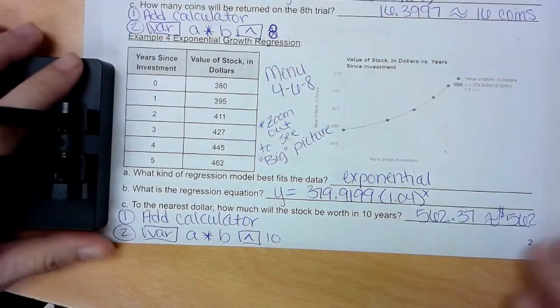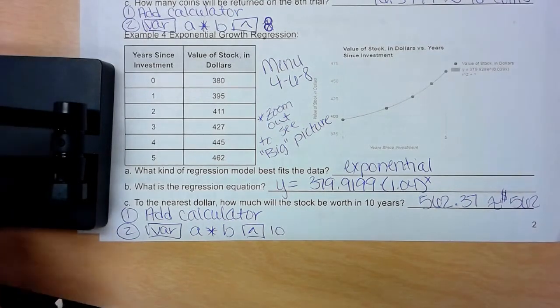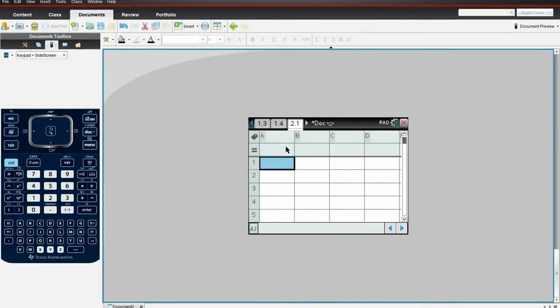Okay, our last question we're going to do is another exponential. This one is a growth. So we're going to push dock 4-1 to get a new problem. Pick number 4 to get your list. Put your x and y in. And then type in your data.